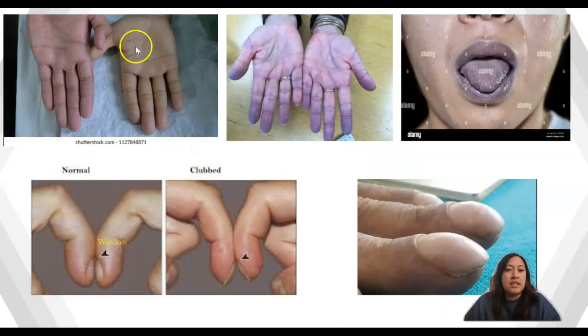So this right here is pallor. I know it's not the best picture, but you can see that this hand is a little bit more red, a little bit more pink than this hand. And so this would be pallor. I guess on this person, like left-handed pallor. This here would be cyanosis.